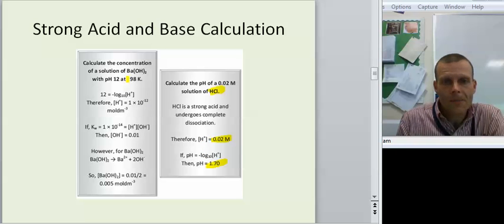Strong base, similar idea, we just have to be careful that we're dealing with OH minus ions, so we can talk about pOH, or we can use our Kw to help us go across to H pluses, and we can work out what we need to work out.